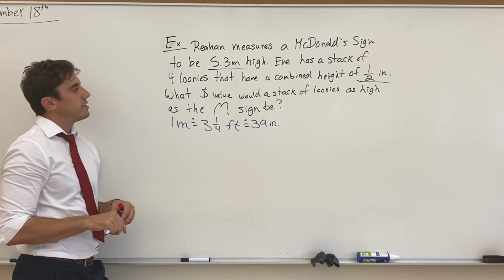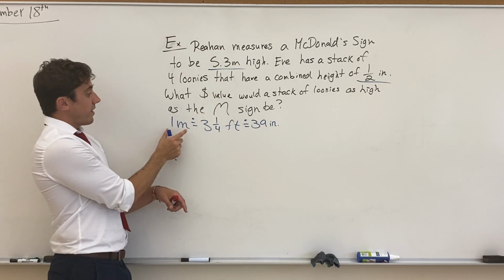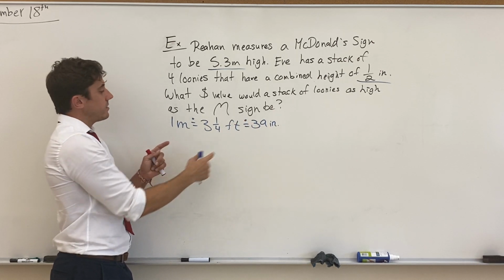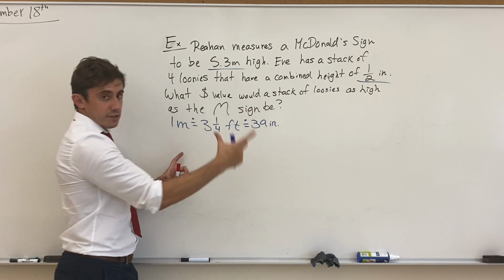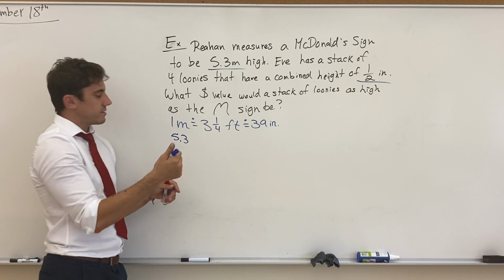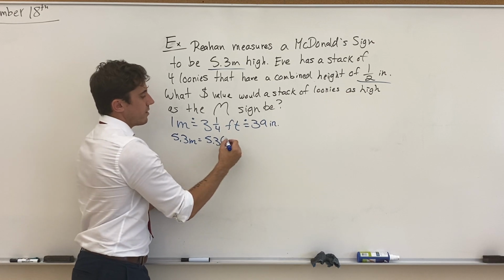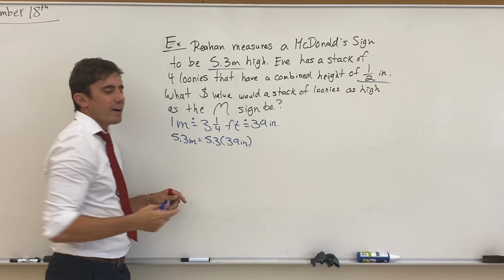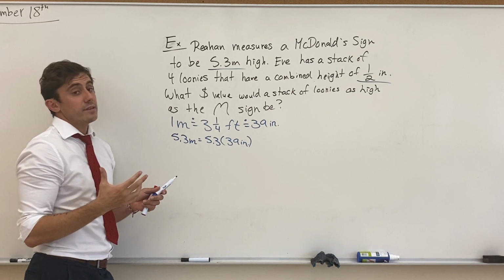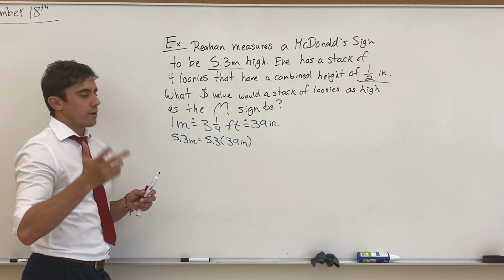acknowledged, written down, we can see that 5.3 meters, which is the height of the McDonald's sign, would simply be 5.3 groups of this height, right? So if 1 meter is 1 group of 39 inches, then 5.3 meters would be 5.3 groups of that size. And so we would have 5.3 meters being 5.3 groups of 39 inches. I think it's helpful to think of it in groups. I think it makes it easier to keep track of in our heads as we deal with these maybe a little bit abstract concepts. I think it helps keep our thoughts in order.